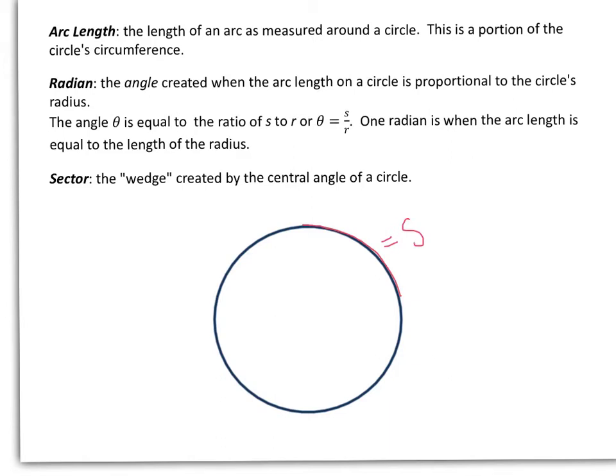A radian is an angle that we create. It starts from the center of the circle to the edge, and when our arc s is equal to the radius, so this edge here is going to be exactly equal to the radius that I just drew, we call that 1 radian.